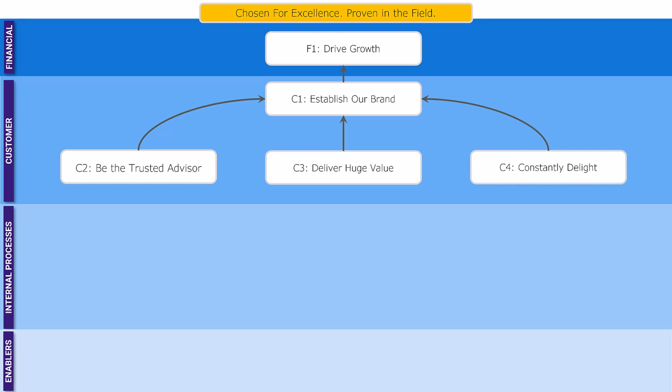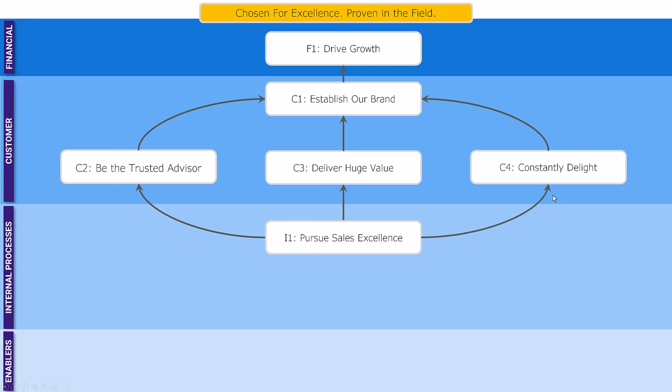You'll see that these are the sorts of things that, if I interviewed the customer, we want them to say about us in terms of their satisfaction. We want them to say we're their trusted advisors, we offer them huge value, we're constantly delighting them, and overall, we really love the brand. How do we do that? Well, on the sales side, we have to pursue sales excellence. If we do that, it's going to support not only delivering huge value, but becoming the trusted advisor and constantly delighting our customers.